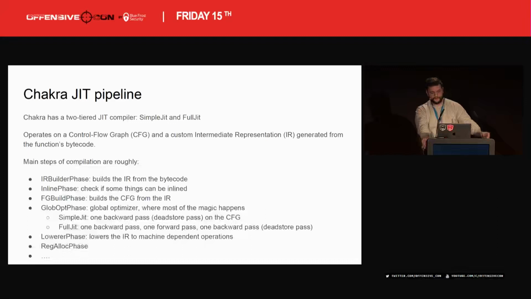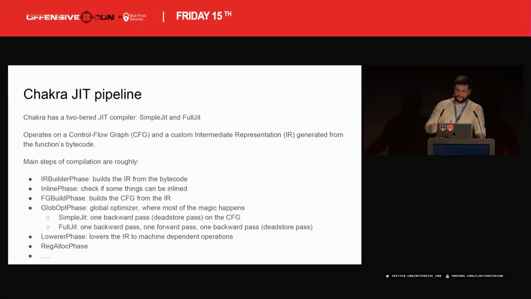So the main steps of compilation in Chakra: first off, you build the intermediate representation from the bytecode. You have an inline phase. The reason it's done so early is that inlining stuff allows for further optimization. If you look at other JIT engines, you will see that inlining happens pretty early on. Then you have this flow graph build phase, which basically builds the CFG. And then you have this global optimizer phase, shortened as globopt phase, which is basically where most of the magic happens. And we'll talk about that in detail going forward.